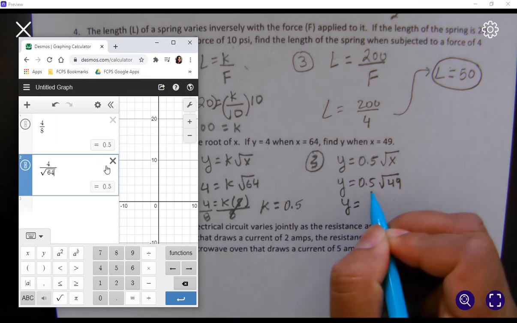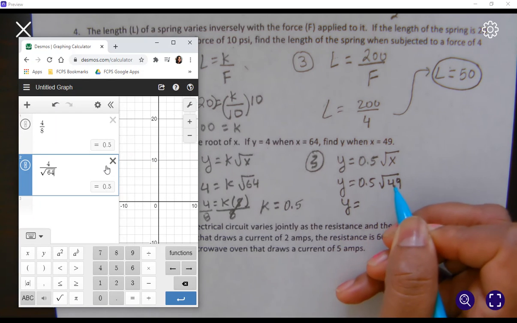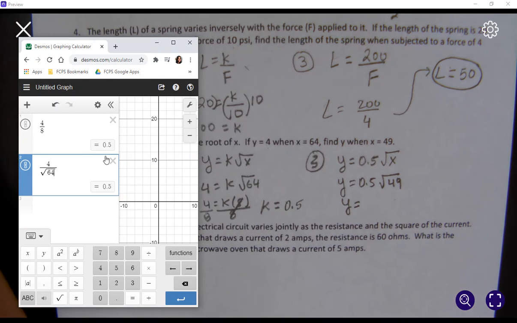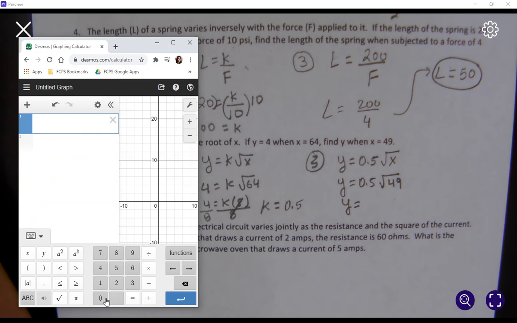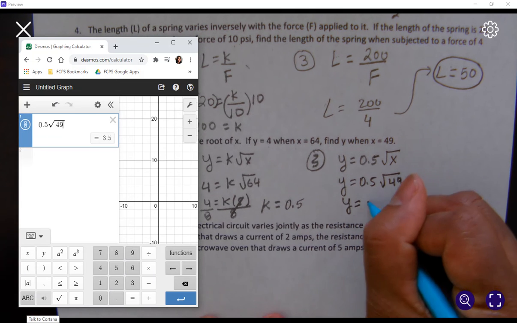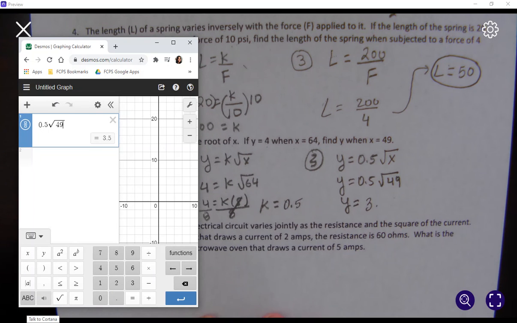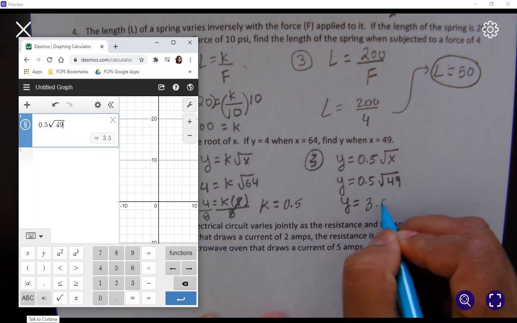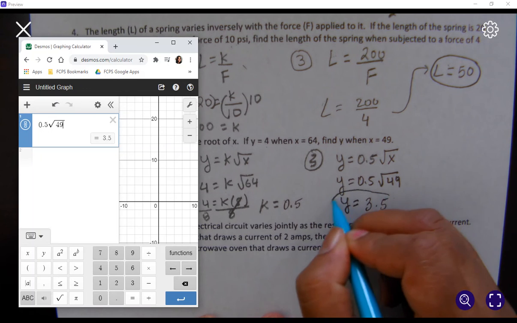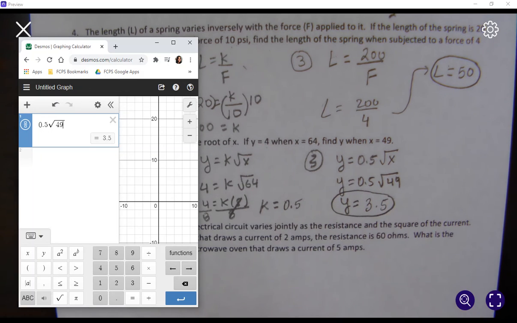So you have y equals half times square root of 49 is 7, or if you want to, you can just put the whole thing in decimals. I don't know where my mouse is. Okay. Square root of 49, and that's 3.5. And that is my answer.